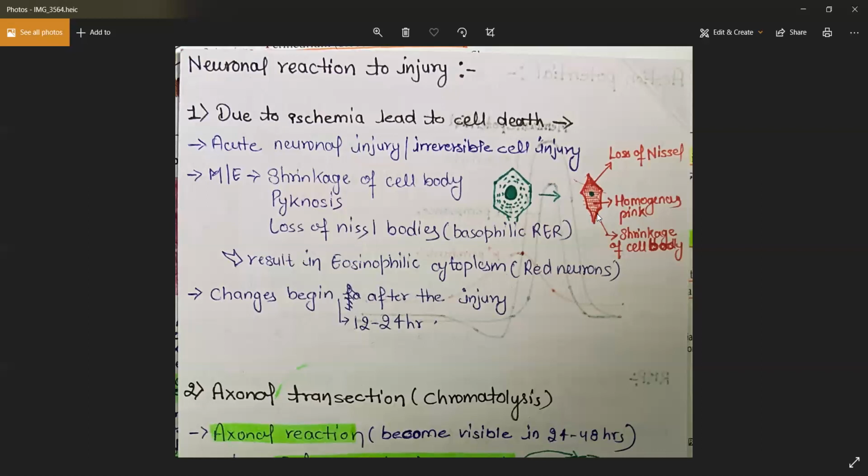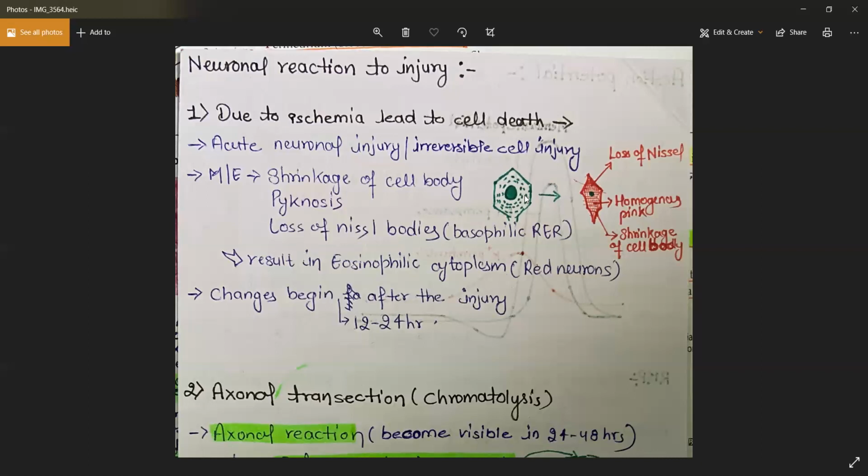And because of this increase in the density, I will get hypereosinophilia. As you can see, I will get eosinophilic neurons, and these are known as red neurons, because of the eosinophilic cytoplasm. I will get pyknosis of my nucleus, and I will get the loss of Nissl bodies. These are the basophilic bodies.